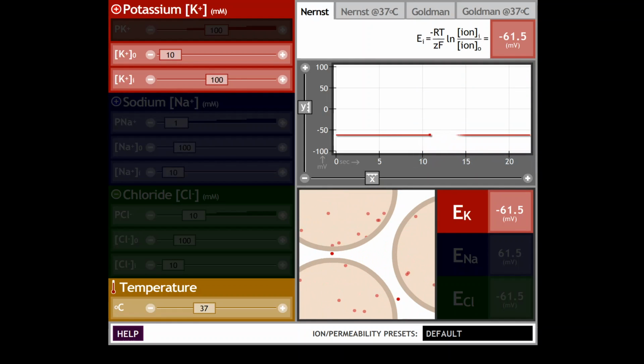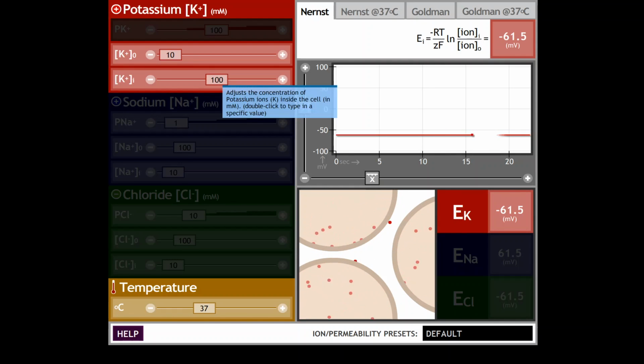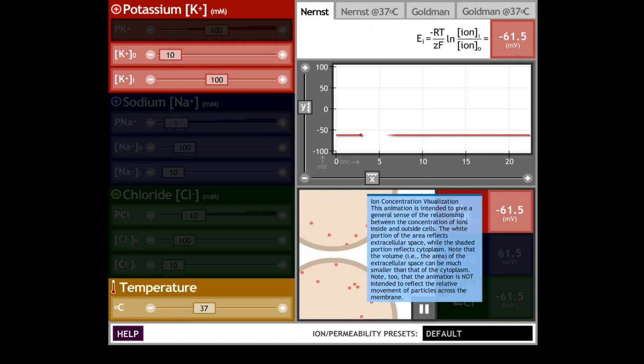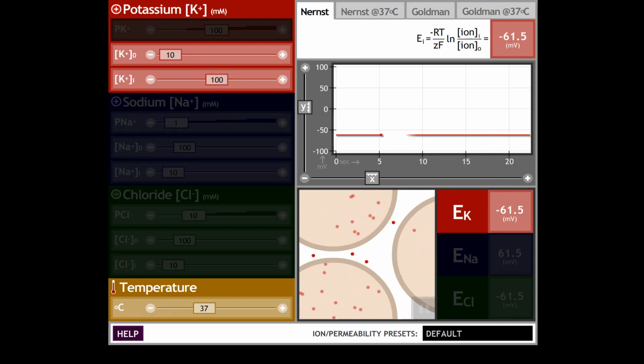So again, if the outer concentration is 10, in millimolar, and the inner concentration is 100, then we should see a negative equilibrium potential. And because this imaginary cell is only permeable to potassium, the equilibrium potential and the membrane potential should be exactly the same. And if we adjust either of these numbers, we should get a different value.